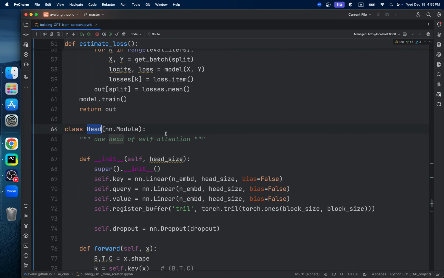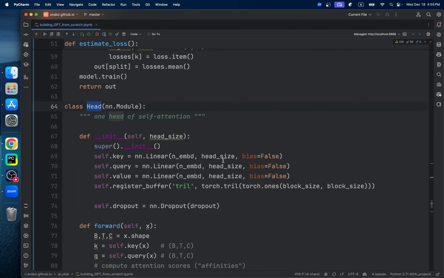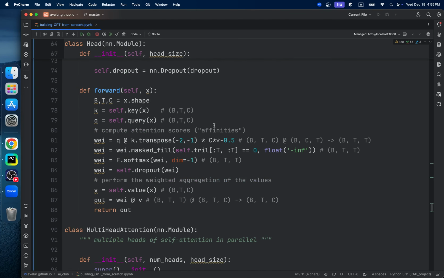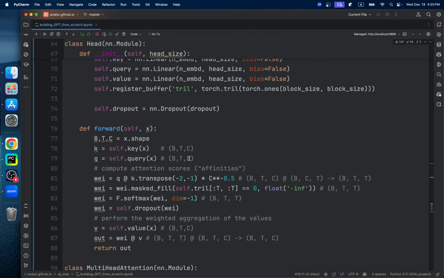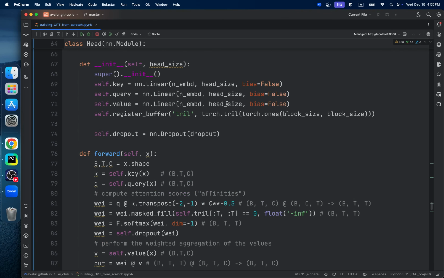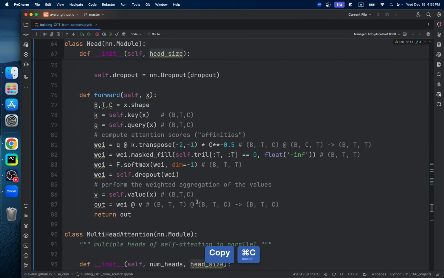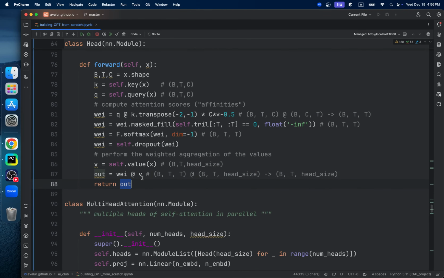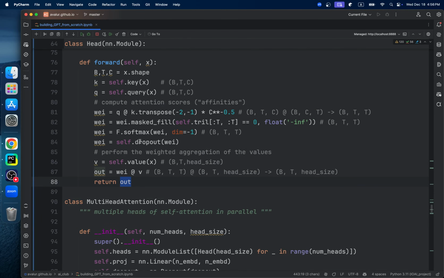So this is the same head class for the attention model we just discussed. And here we need to change the head size for value. This is it. Great. So that's why you see we actually change the size of embedding.